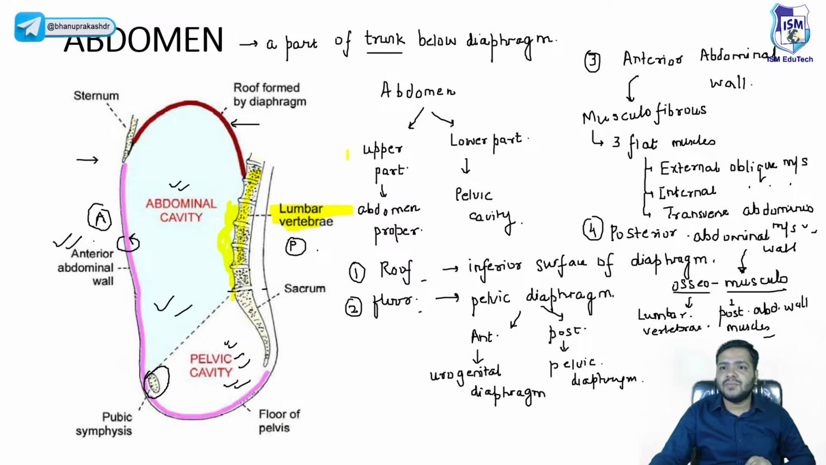Okay, posterior abdominal wall. We say it is an osteomuscular structure. I've already made you write that it is an osteomuscular structure. Osteo means the bone, and which bone? It is the lumbar vertebra, right? Lumbar vertebra.